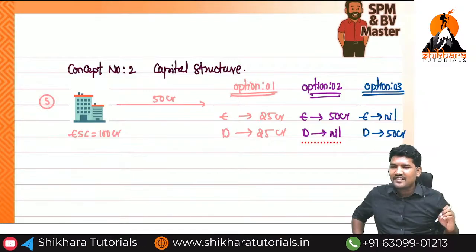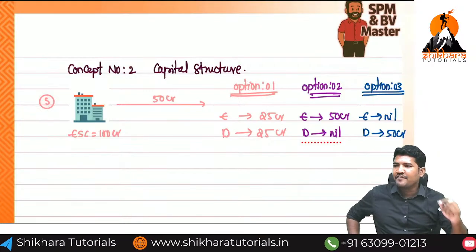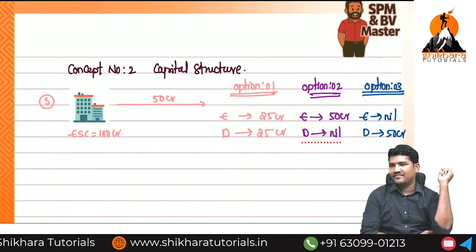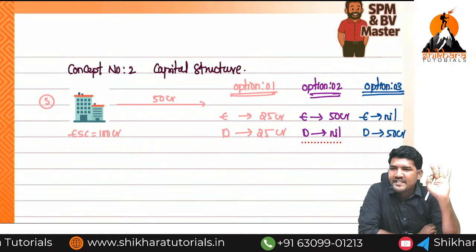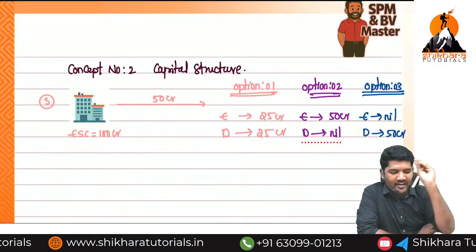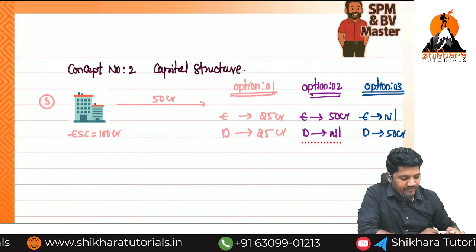The question is, out of these 3 options, which one is the best one? Which one is the best suitable for the Shikara company? That is the question.